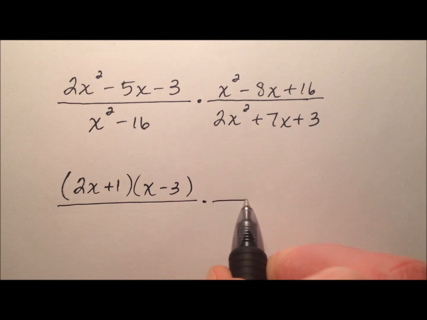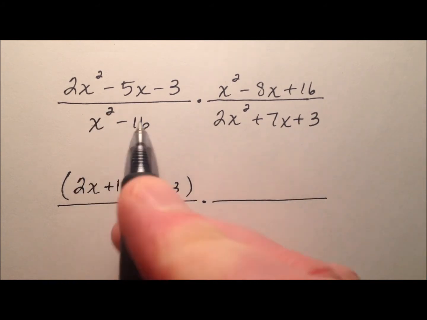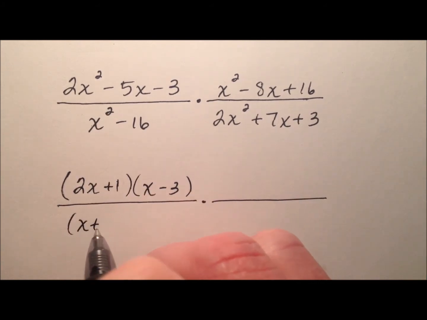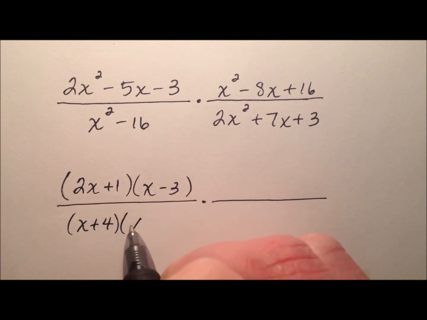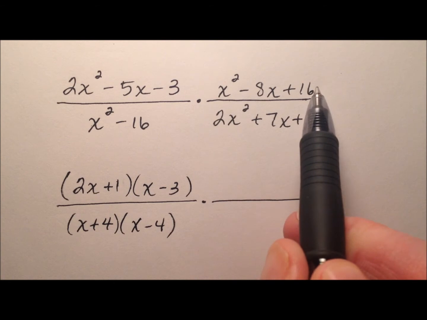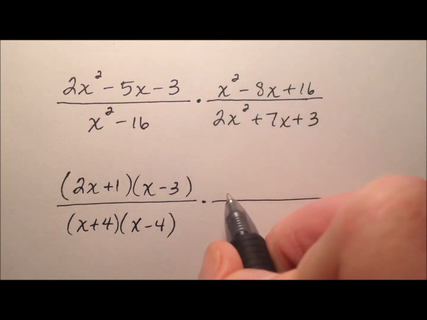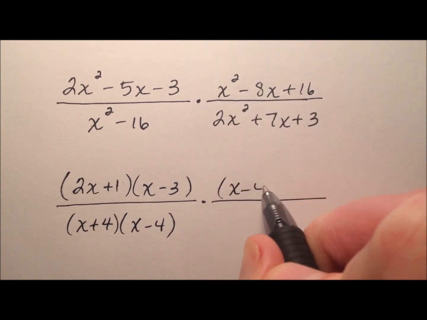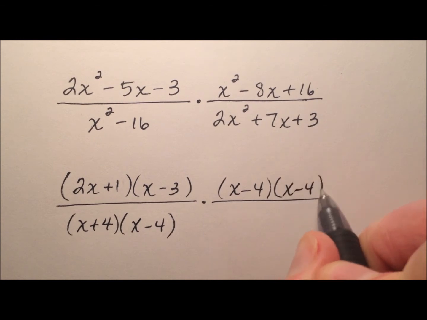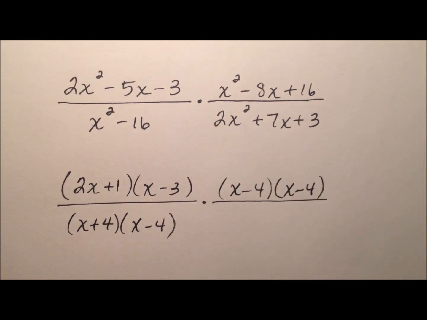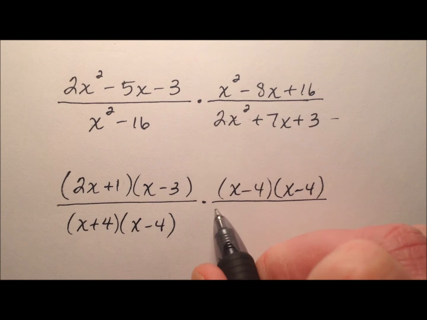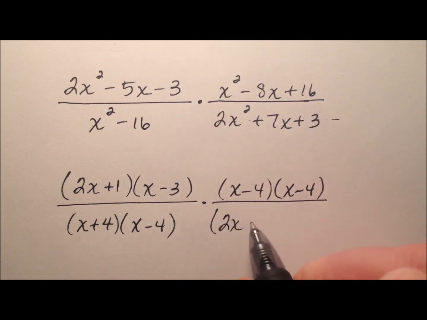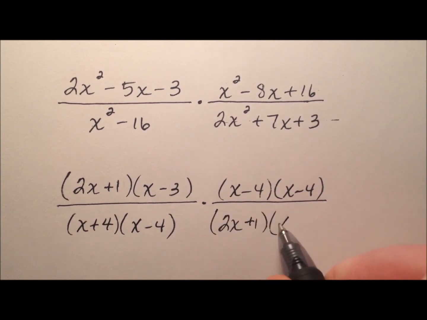And then below that I have a difference of squares, x squared minus 16. So that looks like x plus 4 and x minus 4. Up here I have a quadratic, so it looks like that'll factor as x minus 4 and x minus 4. And finally on the bottom here, one final quadratic. Looks like it'll factor just like this. Okay? So here we are.